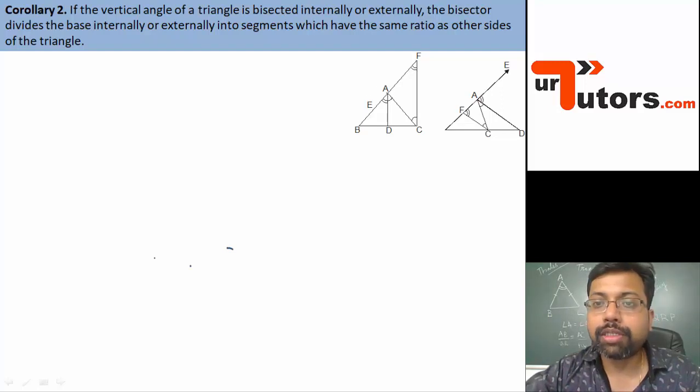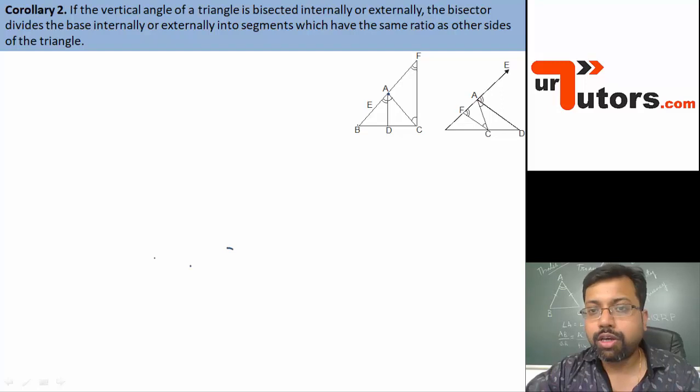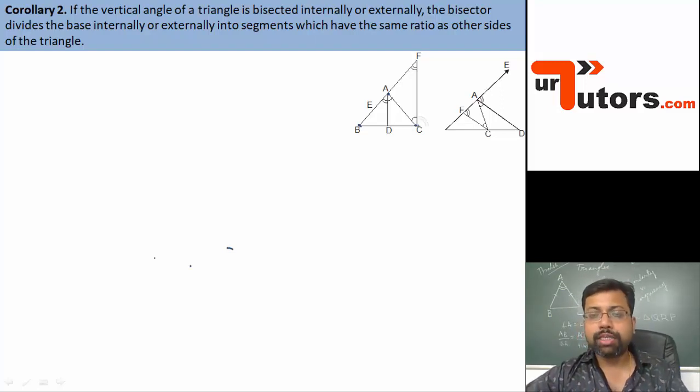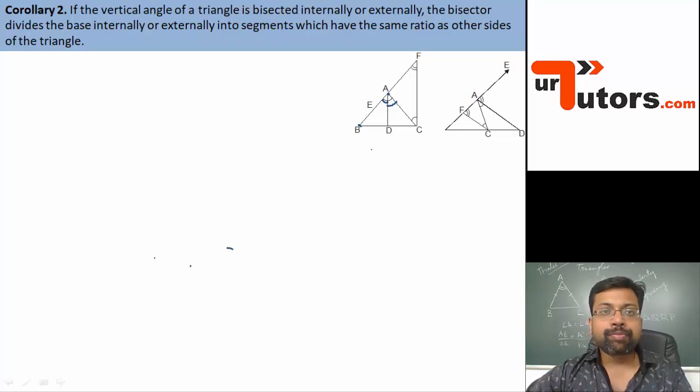So you have a triangle ABC. Just concentrate on the figure 1. You have the triangle ABC in which AD bisects the angle A. So you have angle BAD, which is this angle, equal to angle DAC. It's given that the vertical angle of a triangle is bisected by the line AD. And in that case it says that this bisector, which is AD, divides the base, which is BC, in the same ratio as the other sides of a triangle. So the other sides are going to be AB and AC.